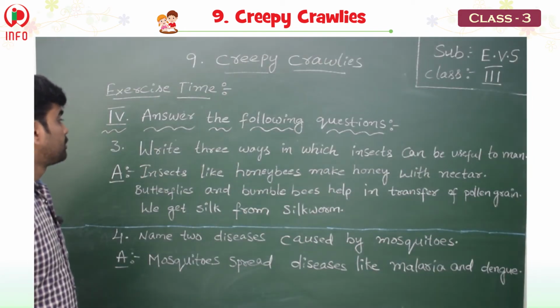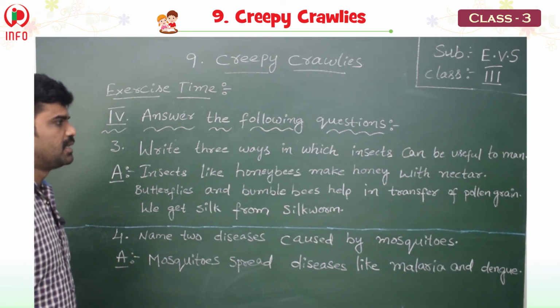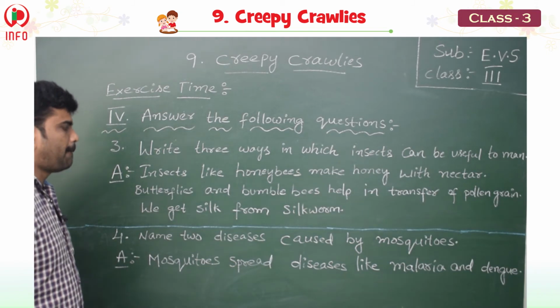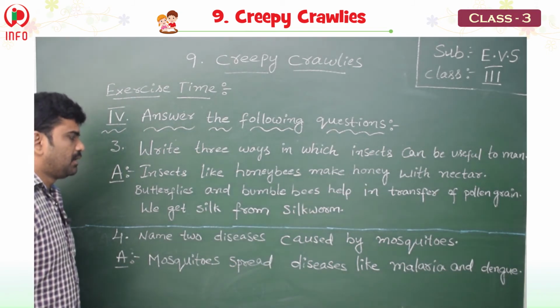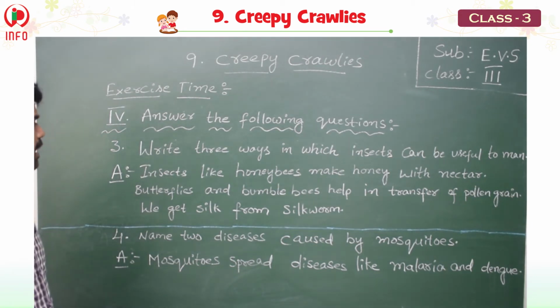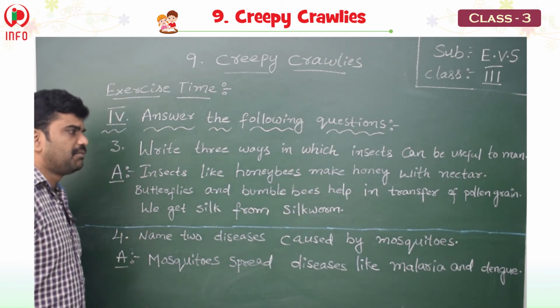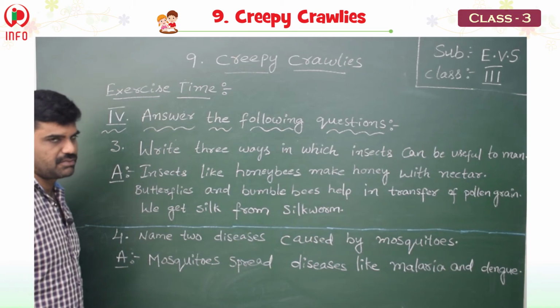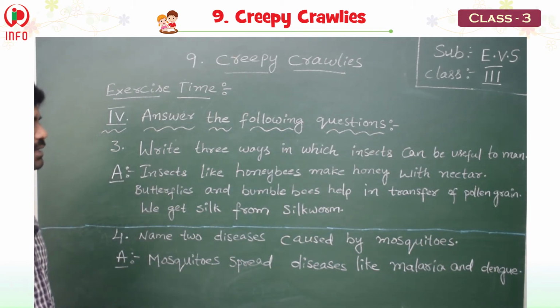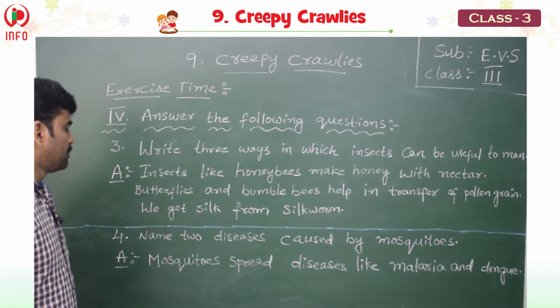Children, third question. Write 3 ways in which insects can be useful to man. So here, what are the 3 ways the insects can be useful to man? Insects like honeybees make honey with nectar. So this is the first one. Honey is made from nectar, which is a sweet substance.